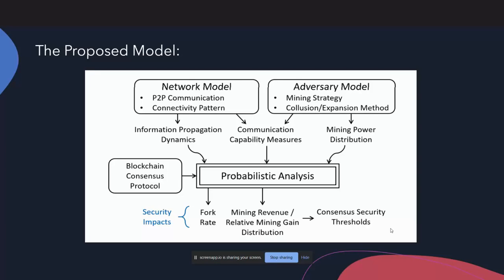The communication capability measures, combined with the consensus protocol specification and other digests from the network model and adversary model, are then used to quantitatively estimate the security provisions of the whole system. As you can see in this illustrative diagram, the probabilistic analysis depends on information propagation dynamics, communication capability measures, and also mining power distribution. And the security impacts depend on fork rate and mining revenue or relative mining gain distribution.